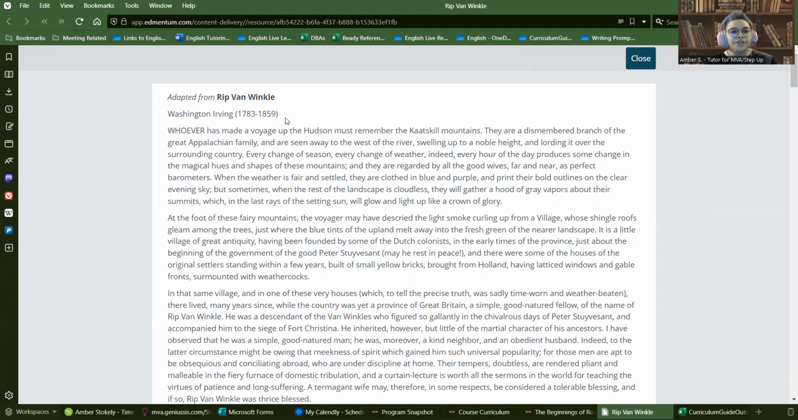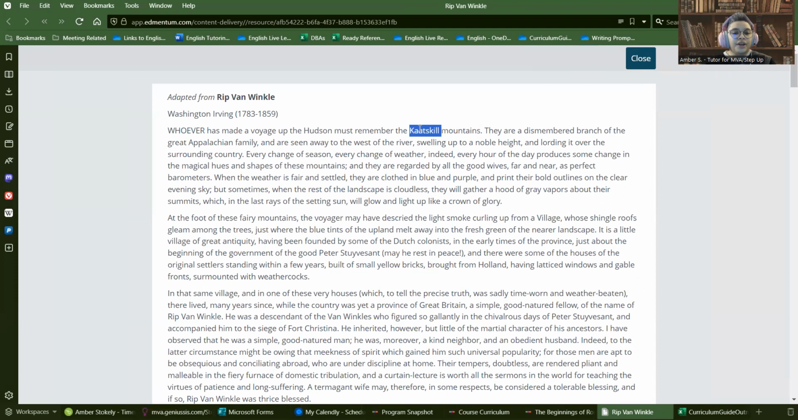Okay, without further ado, this is Rip Van Winkle. It starts with, whoever has made a voyage up the Hudson must remember the Catskill Mountains. So he's saying there's no way you can make your way up the Hudson. So things that you go up, rivers usually. You can go up a river or down a river. So the fact that Hudson is capitalized tells you that's the name of the river. Voyage is just a fancy word for trip or journey.